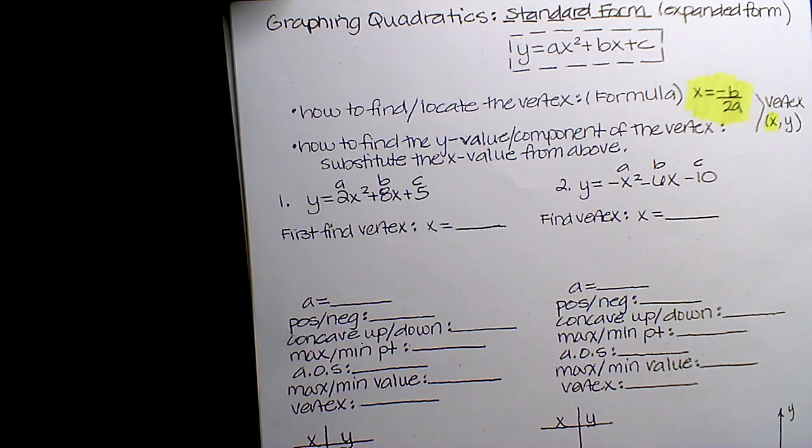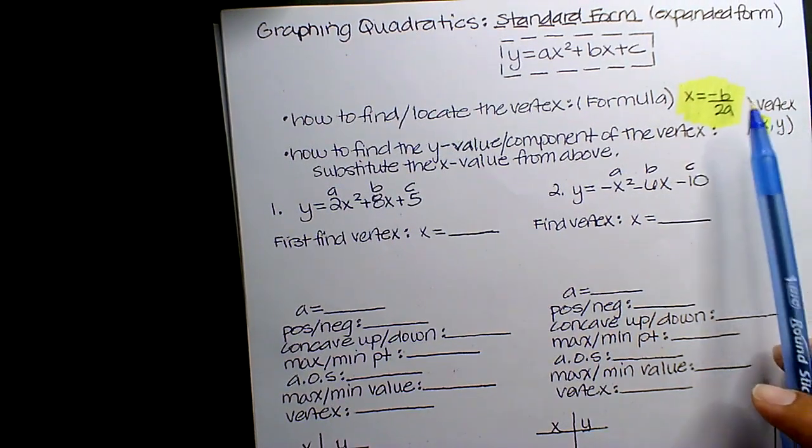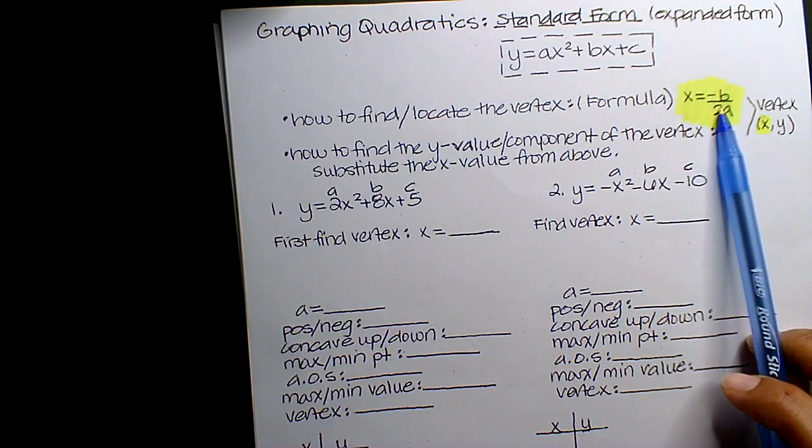So the standard form of a quadratic is y equals ax squared plus bx plus c. If you want to find the x value of your vertex, it's this formula. You guys know it. You did a ton of it last year.